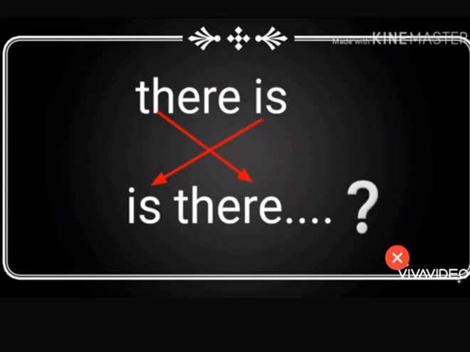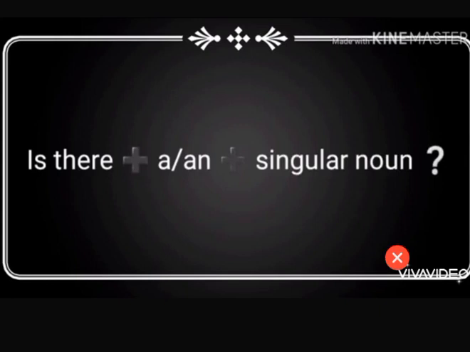You will say yes or no. If yes, you will say yes, there is. If no, you will say no, there isn't. Let's see. Is there plus a or an plus singular noun? This is the question form. Is there plus a or an? We use a for nouns which begin with consonant letters, and we use an with nouns which begin with vowels, like a, e, i, u, and o.